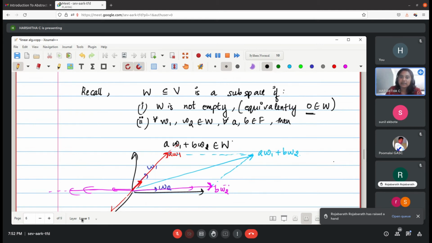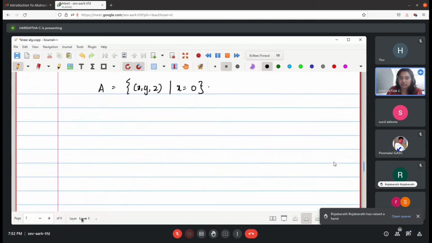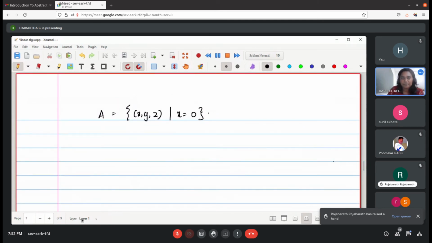We have to show that 0 belongs to W. And you take any two vectors in W and any two scalars, we want to show that the corresponding linear combination is also in the set. So 0, 0, 0 satisfies this condition, right? See, what is the condition? The condition is that you take a vector, this coordinate has to be 0. That's what it means by x is 0. So definitely this belongs to A.